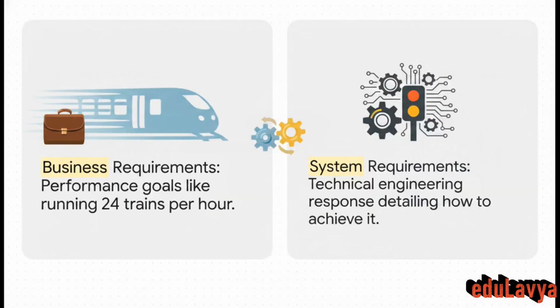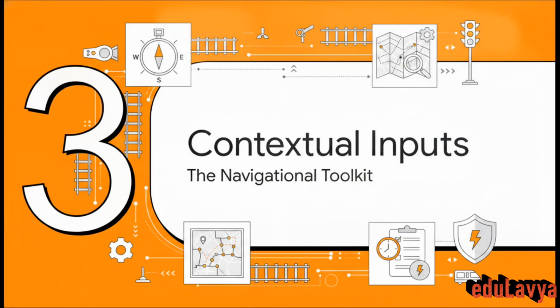Now, these requirements generally split into 2 buckets. First up, business requirements. These come straight from the sponsors or operators, and they're usually hitting on performance or monetary goals. Like, hey, we need to run 24 trains per hour. But engineers can't just build 24 trains per hour and go to work. So we essentially act as translators. We convert those high-level business goals into precise system requirements. This is the hardcore technical response that lays out exactly how the signaling and communications will actually make those 24 trains a reality.